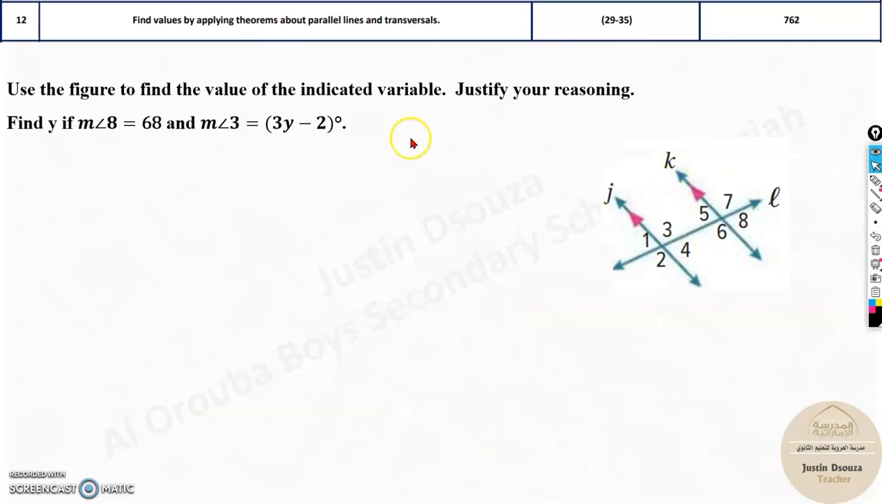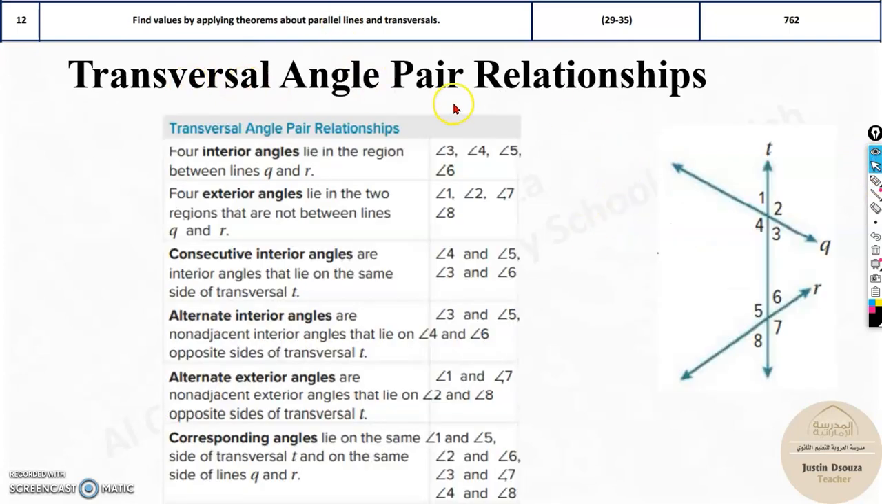Now we will see a problem over here. They have told about parallel lines always. Okay, now there is one more thing I forgot to tell you. I'm sorry. When there are parallel lines, I told you just about the transversal pair relationships, but we are dealing with parallel lines. So this is very useful information.